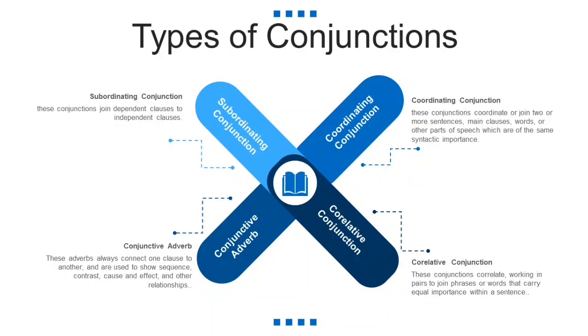There are several different types of conjunction that do various jobs within sentence structure. These include subordinating conjunction, coordinating conjunction, correlative conjunction, and conjunctive adverb.